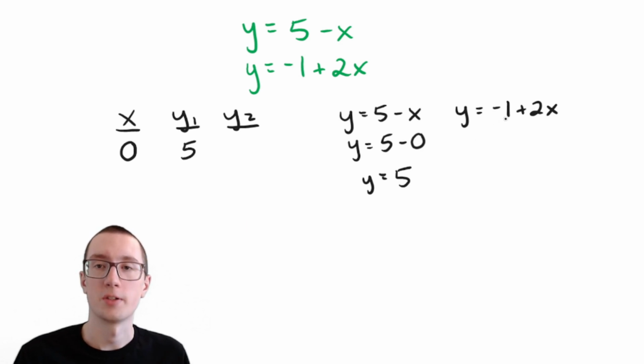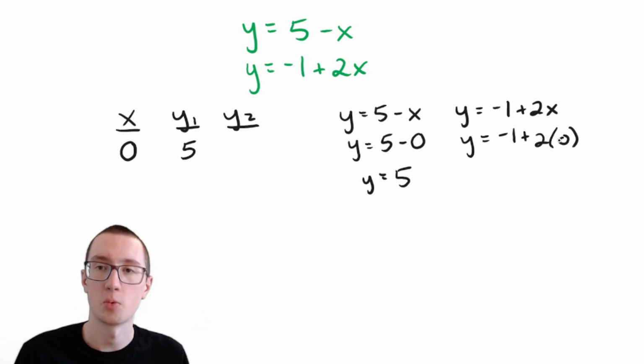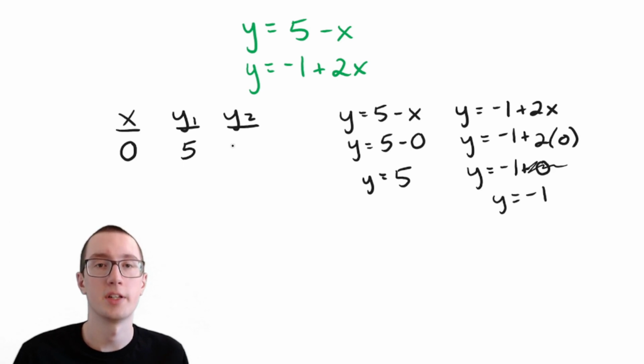So now let's plug in 0 into the other equation. y is equal to negative 1 plus 2 times 0. And remember, we're putting in parentheses so that this doesn't look like a 20. So y is equal to negative 1 plus, and remember 2 times 0 is just 0. And negative 1 plus 0, well, the 0 isn't doing anything, so y is equal to negative 1. So we're going to go ahead and put in negative 1 as our answer here.